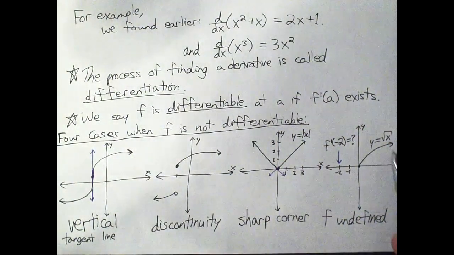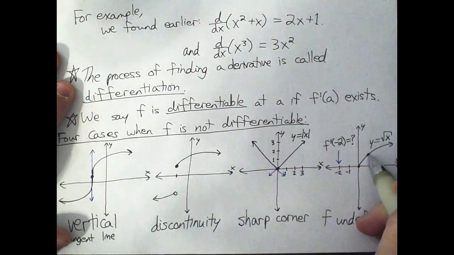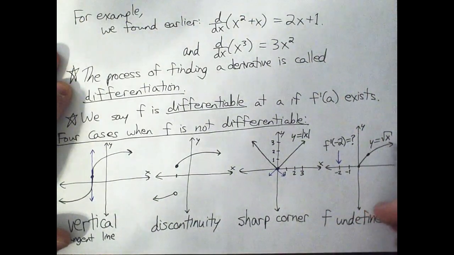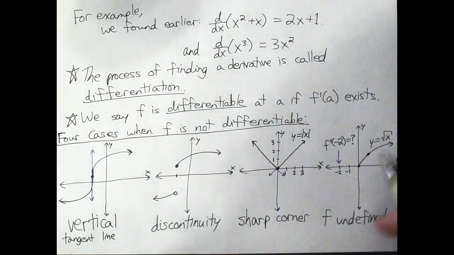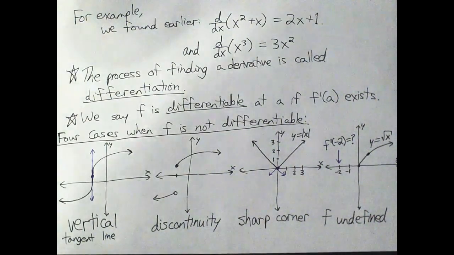This function can be differentiable somewhere else. 1, 1, yeah, it's differentiable there. Pick some other points on this curve. It is differentiable on all of those places. It's just not differentiable here.